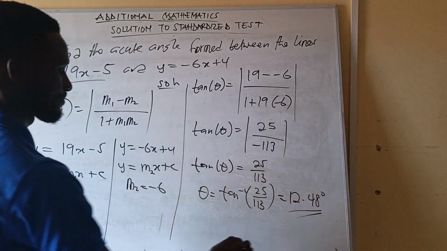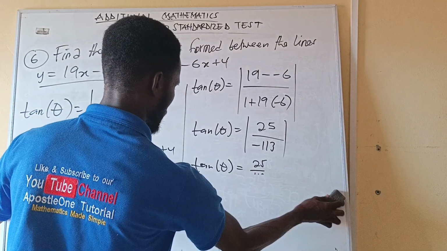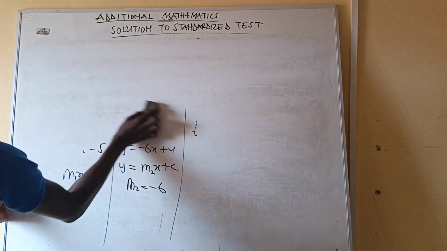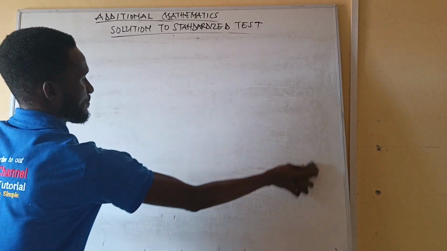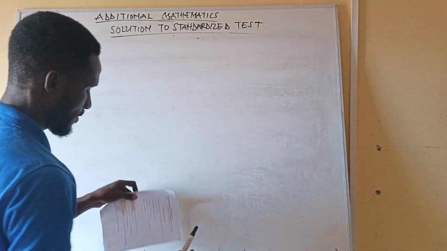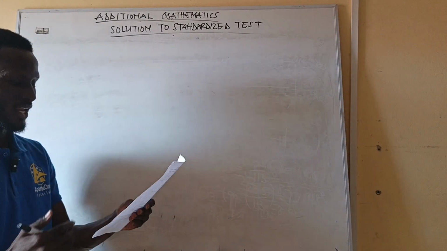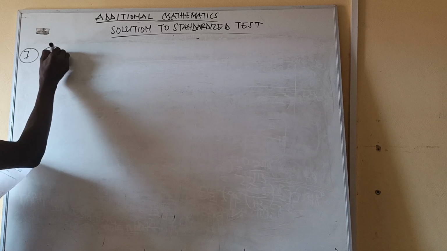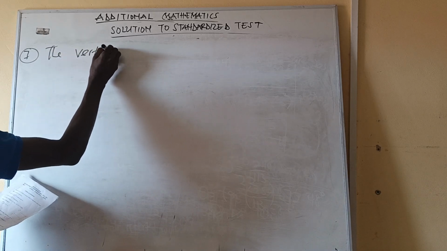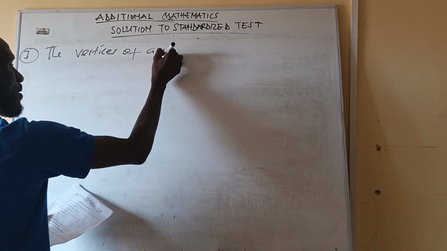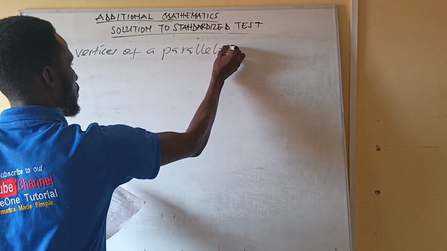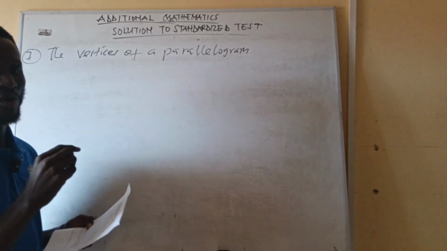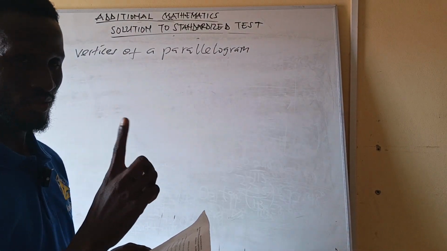Question number 7. This one is under vertices. It says the vertices of a parallelogram are at. I don't want to include the word reservoir because it makes the thing a little bit confusing, so I'm not going to include it.